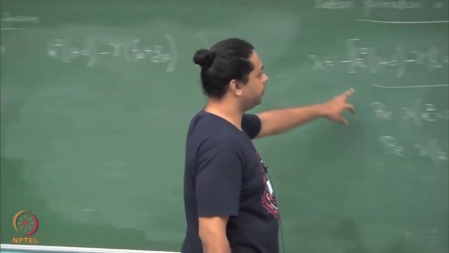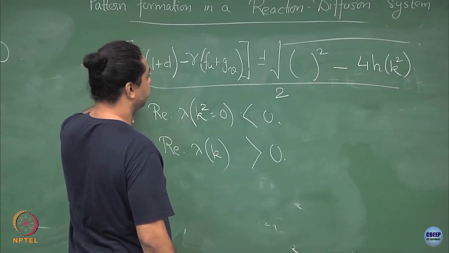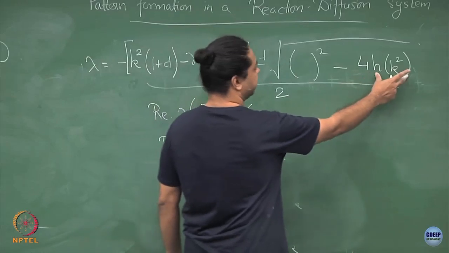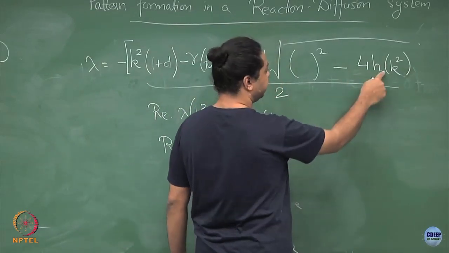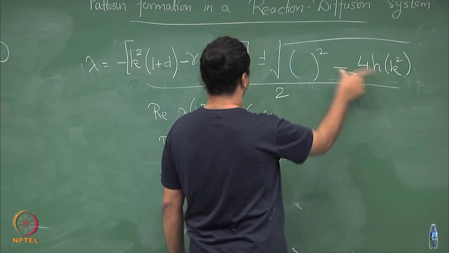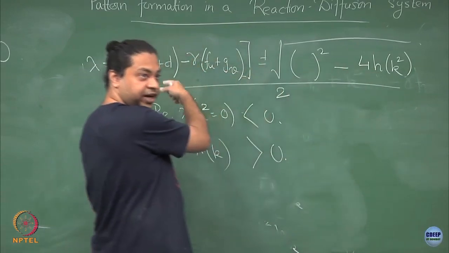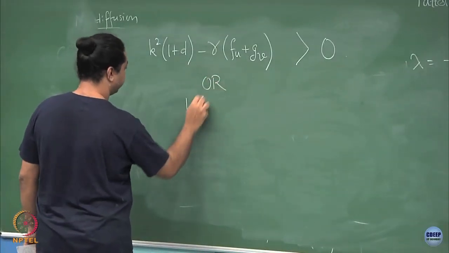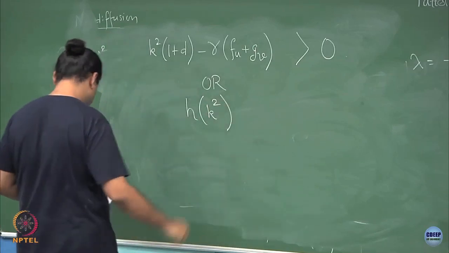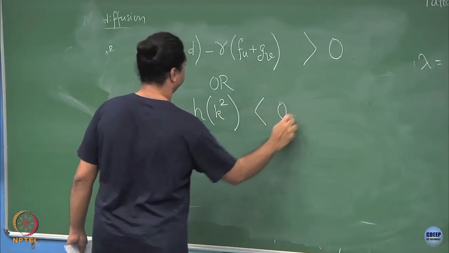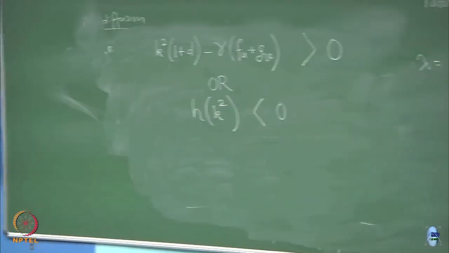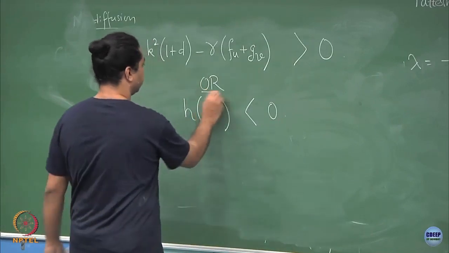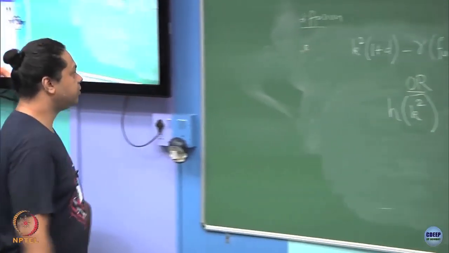even if this was positive, but h of k square is a negative quantity, then this negative negative would become positive. In this negative term, I would get something which was ultimately negative. So, another possibility is that this h of k square, this term, is less than 0. So, let us look at these possibilities.